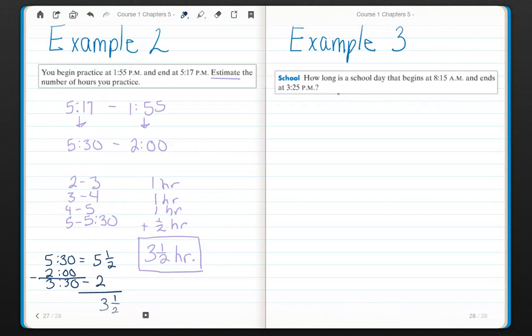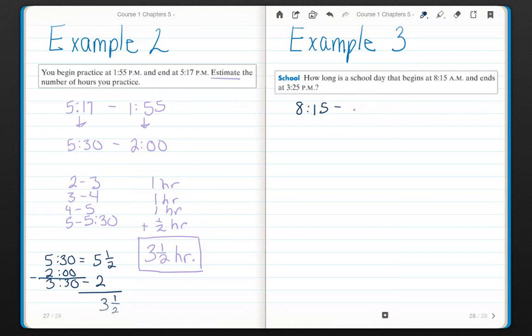Okay, example 3. How long is a school day that begins at 8:15 a.m. and ends at 3:25 p.m.? So again, we have a couple of options. First, I can break my day into 2 parts, because 3:25 minus 8:15 doesn't really work, because we start counting again at 12 o'clock or at 1 o'clock. We start counting over.